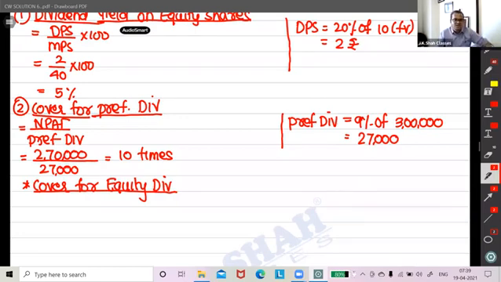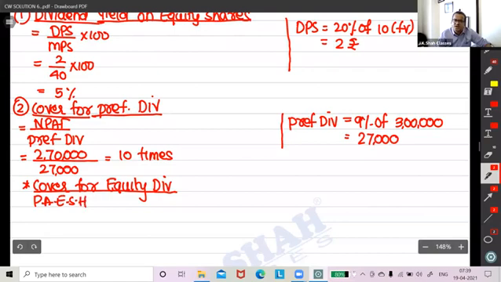So cover for equity dividend you want. You take that profit from which equity dividend is paid. We know equity dividend is paid out of profits available for equity shareholders, divided by equity dividend. Correct, friends?